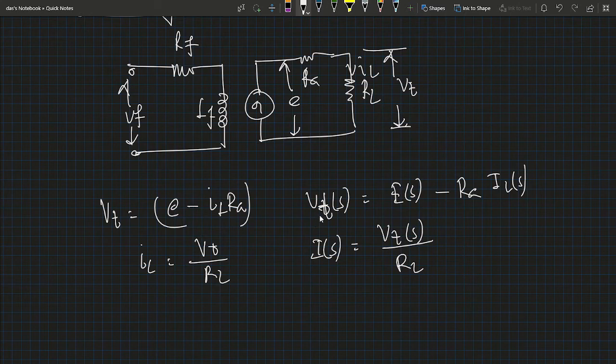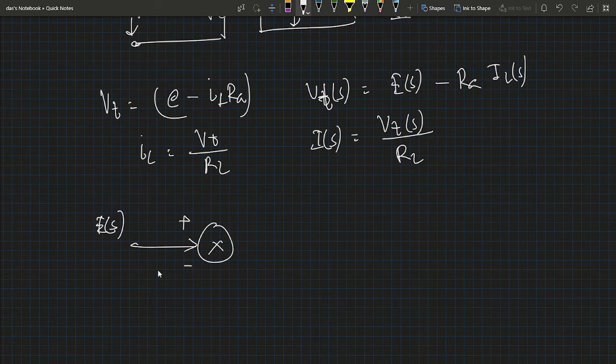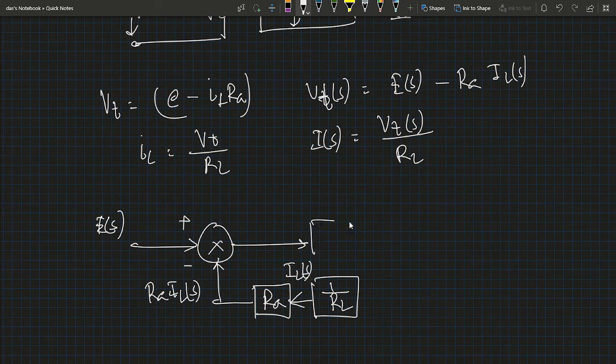So now from the block diagrammatic approach, first we apply here Es, our source input EMF, and here a comparator block, and from here Ra into IL is coming. So here the parameter is Ra into IL(s). So this is an output. Okay, so now from here coming out one parameter is Ra, and here this is very important, this is 1 by RL. Okay, so now from here we get IL(s).